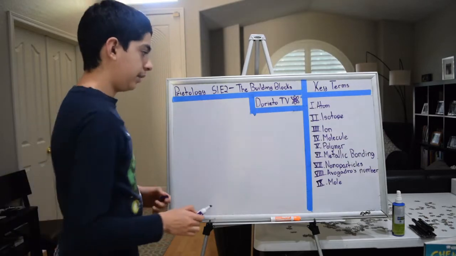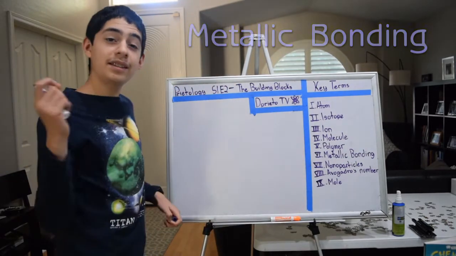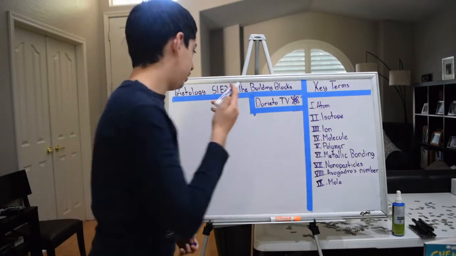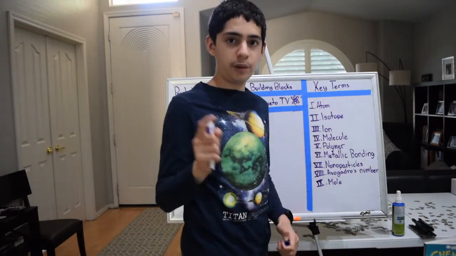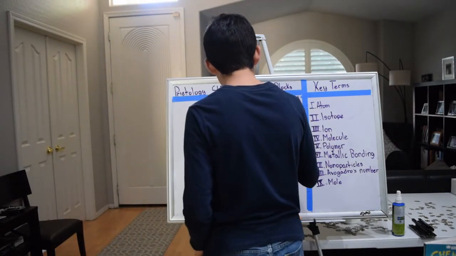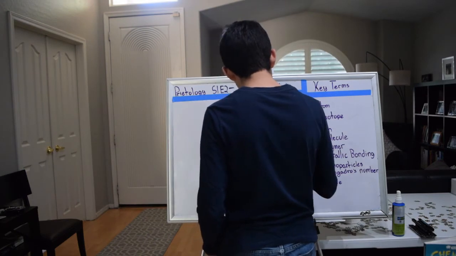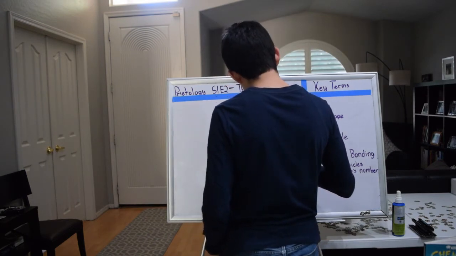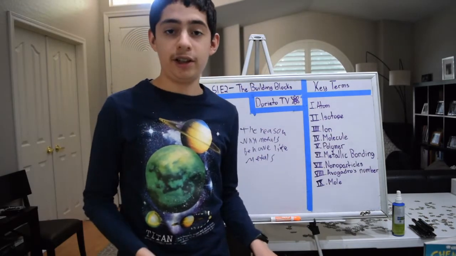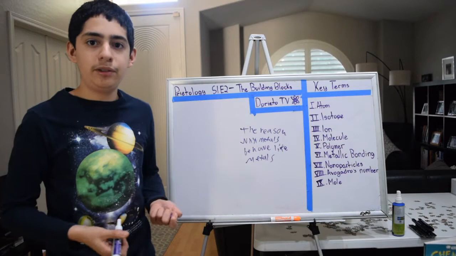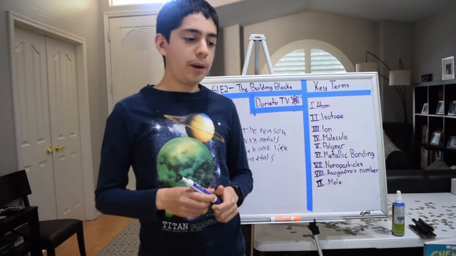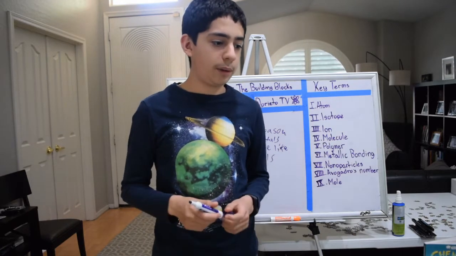Okay, so our next term is metallic bonding. This can get a little complex, but I'm going to try to simplify it. Metallic bonding is one of the three types of bonding. The other ones are ionic and covalent. Metallic bonding is the reason why metals behave like metals. If a metal is a good conductor, it's because of the metallic bonding. If a metal has a high melting point, that's also because of the bonding. Like I said, the properties of the metal depend on the metallic bonding.